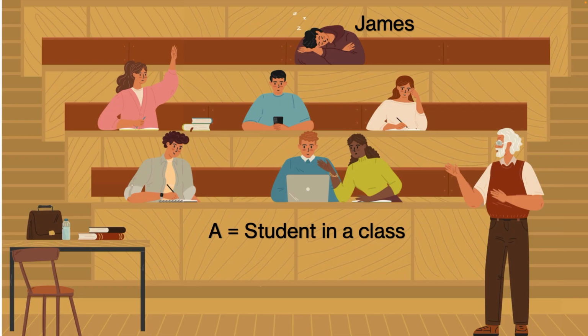So pwede rin nating sabihin sa set definition na A is equals to student in a class, ang mathematical notation niya is magiging James is an element of A. Okay? So, bakit natin sinabing James is an element of A? Kasi James is part of the class. Diba? Kasi ang definition ng A is students in a class and James is part of the class. So, James is an element of A. Okay?